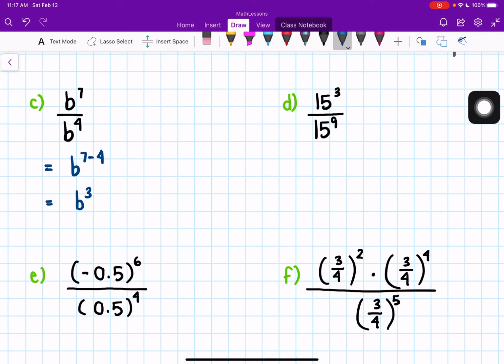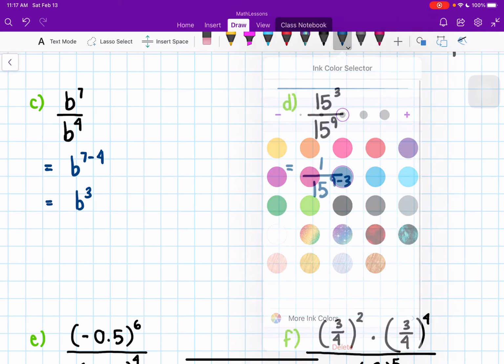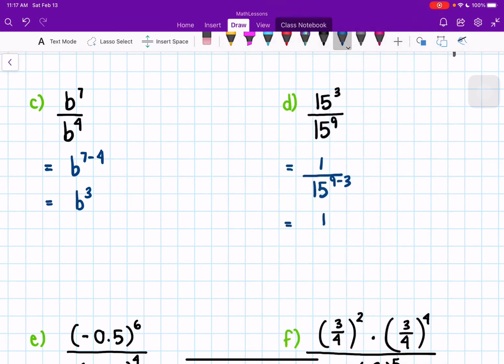All right, so now we have another one. And in this scenario, we have power 3 at the top, power 9 at the bottom. So power 9 is greater than power 3. So we're going to go 1 over, and then my base stays the same. And then it's 9 minus 3. And that will give us 1 over 15 to the power 6.